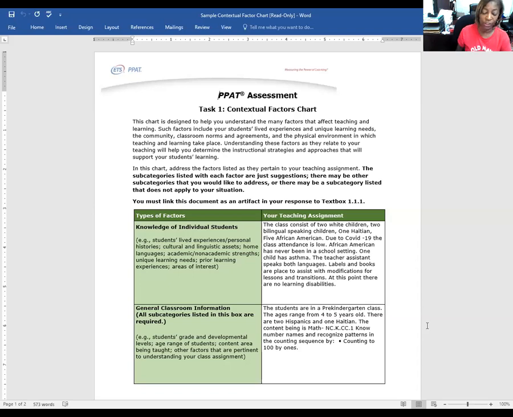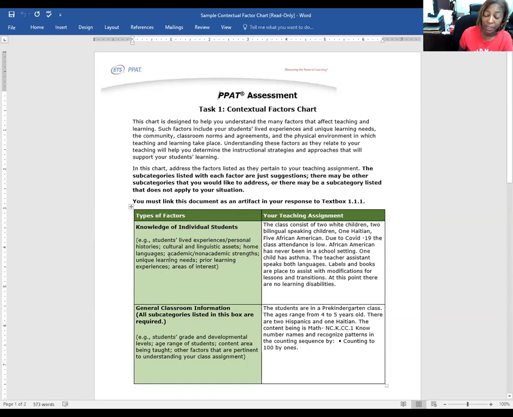So what I asked you to do, in order to be thorough, is to include the information in the subcategory. Here, knowledge of individual students asks you to share from your teaching assignment: What are some of the lived experiences or personal histories of your students? What are some of the cultural and linguistic assets of your students? What are their home languages? What are their academic and non-academic strengths?